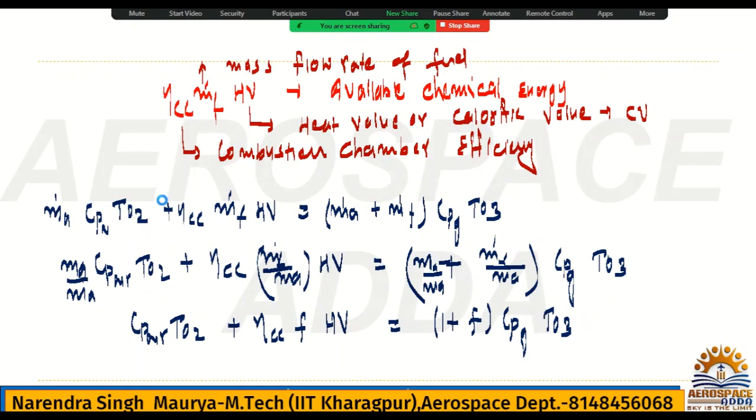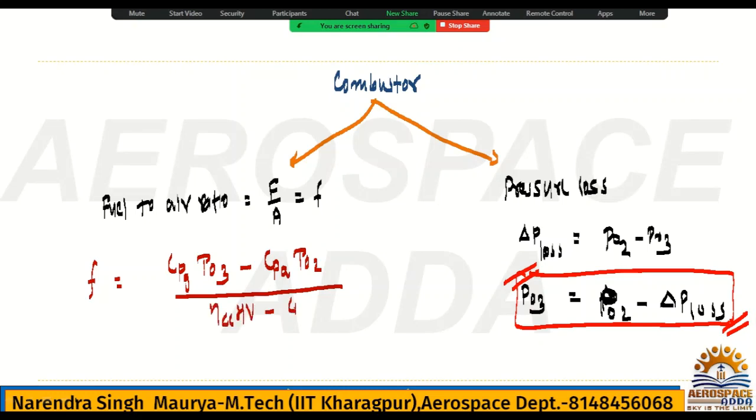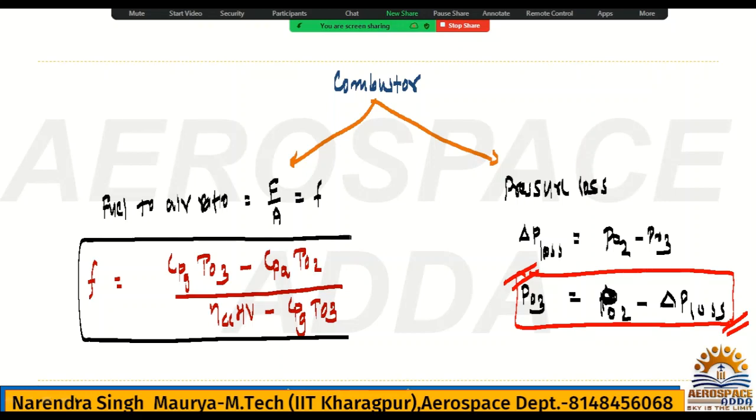So in combustion chamber, two analyses you have to perform. One is fuel to air ratio. So now you have small f is equal to Cp of gas T naught 3 minus Cp of air T naught 2, divided by eta Cc into heat value minus Cp of gas T naught 3. Okay, so two things are very important in combustion chamber, you need to remember.